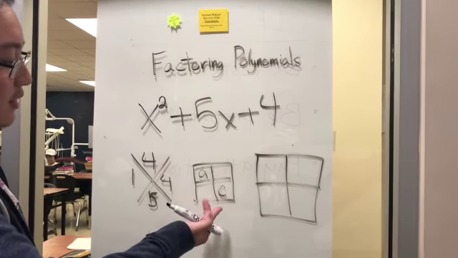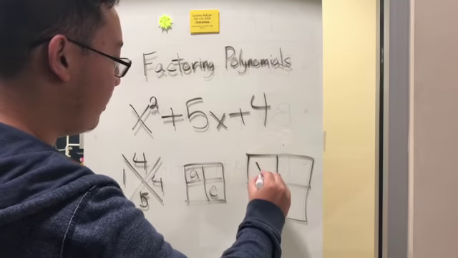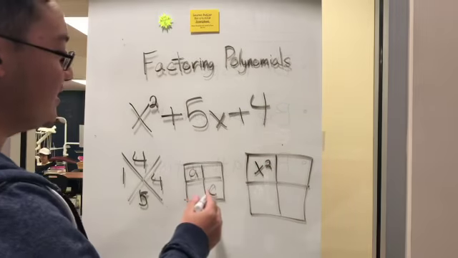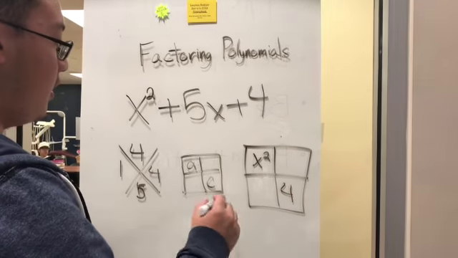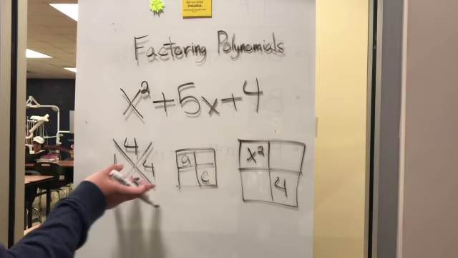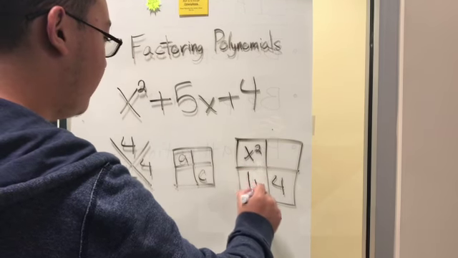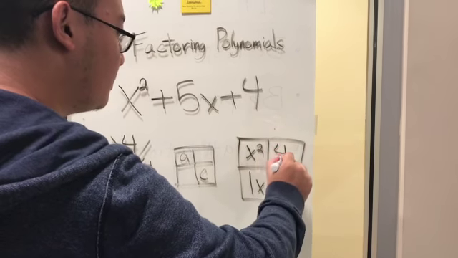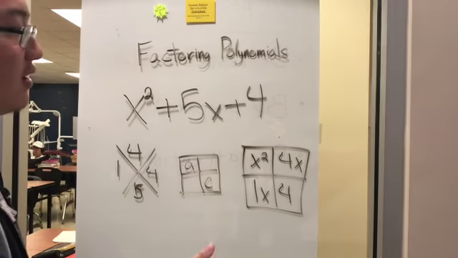And now we're moving on to the box. First we put a right here, so x squared, and then c on the bottom right here, so 4. And then to fill in these two boxes, you get the two numbers you found right here, and put them in front of the x. So 1x and 4x. It doesn't matter where these go, as long as they're in the box.